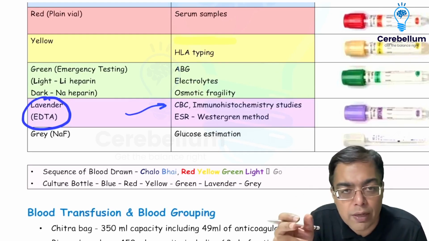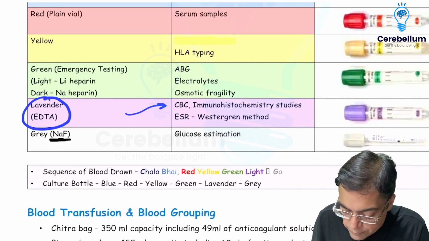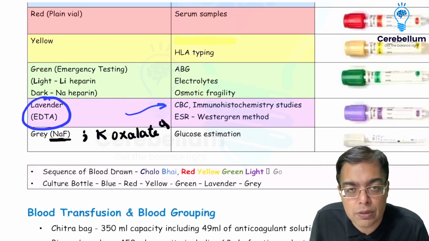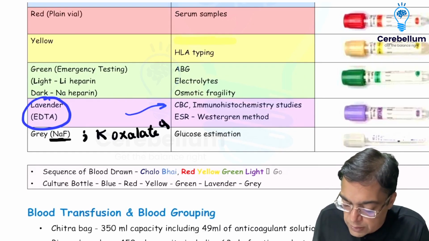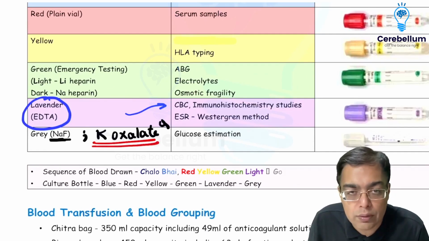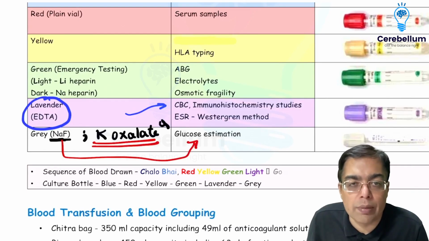Then we have a gray color vacutainer. The gray color vacutainer contains two chemicals. One is sodium fluoride, and it also contains potassium oxalate. Both the chemicals have got different function. Potassium oxalate, which is present in the gray top vacutainer, actually is the one which is going to be acting as an anticoagulant. And sodium fluoride, which is present over here, is going to be a glycolysis inhibitor.